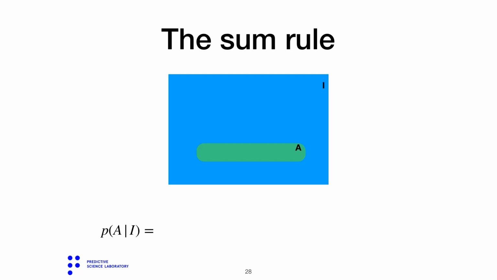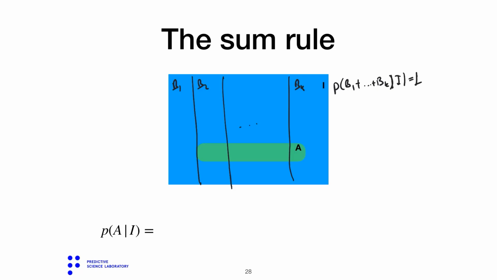Finally, the sum rule can also be written for an arbitrary number of B's. So you can have B1, B2, to BK, as soon as these B's satisfy the following properties. One of them must be true, so the probability of B1 or B2 or BK must be 1, and no two of them can be true at the same time. So the probability of BI and BJ being true at the same time is 0.